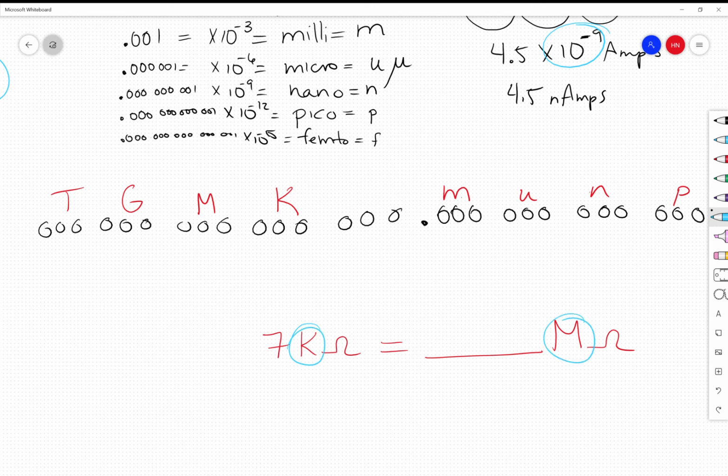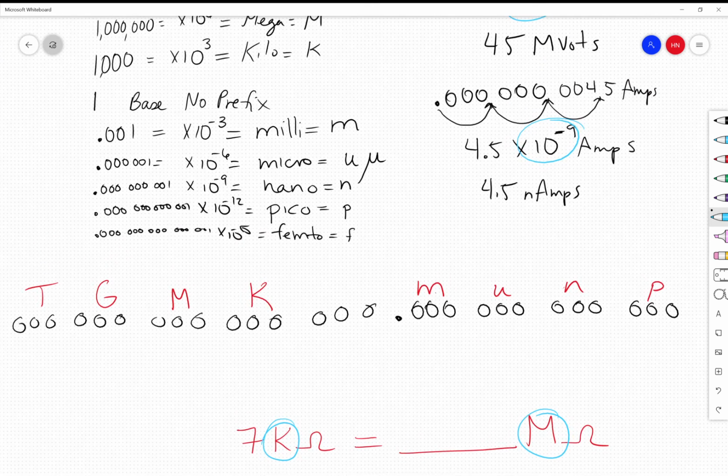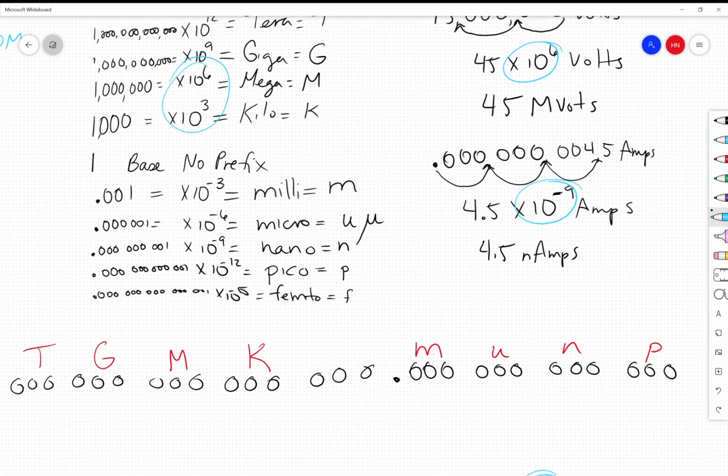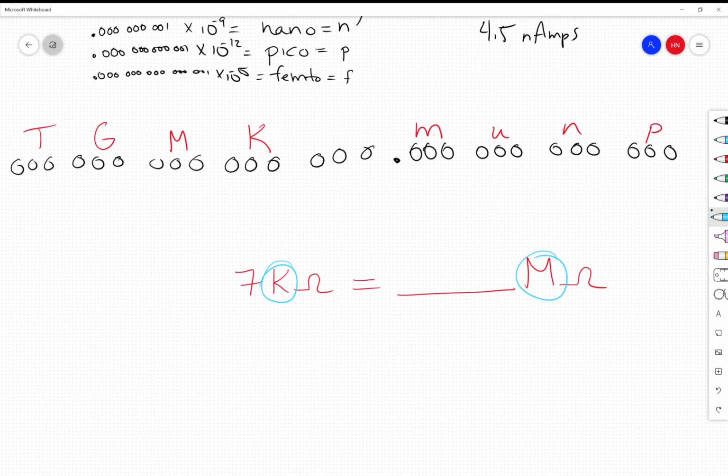What's the difference between kilo and mega? The difference between kilo and mega is moving the decimal 3 times, right? So all I have to do is figure out, okay, I have to move the decimal 3 times. Do I make the number larger or do I make the number smaller?